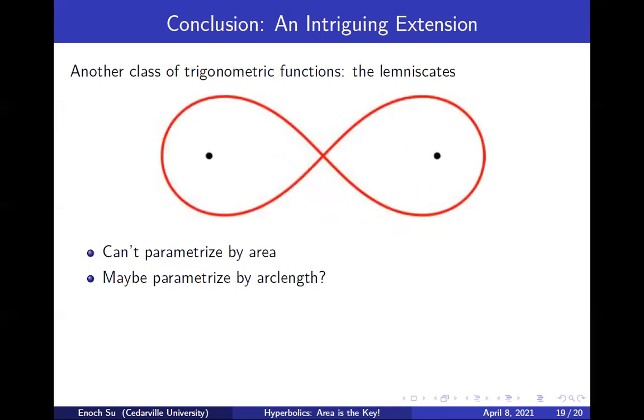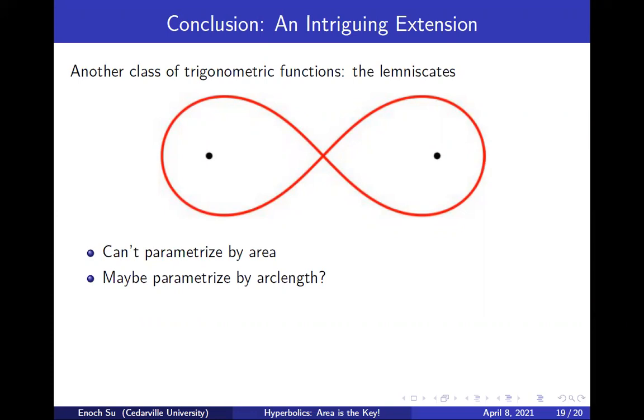We covered what hyperbolics are. We've looked at the relationship to the polars, parameterized both of them by area. And then we just saw the logical consequences that came from that, such as why the formulas are what they are, the integrals, and the derivatives. So now I want to close with this extension.